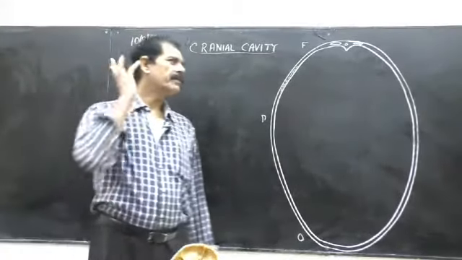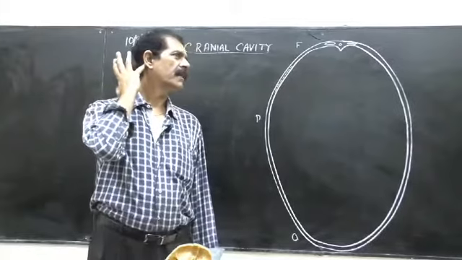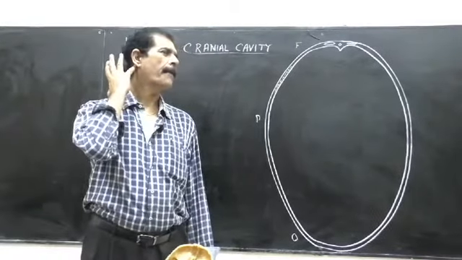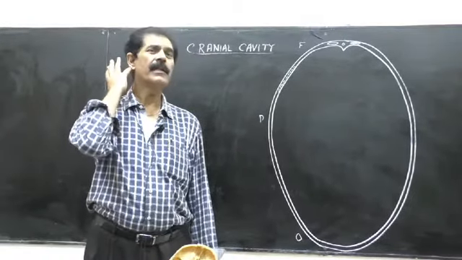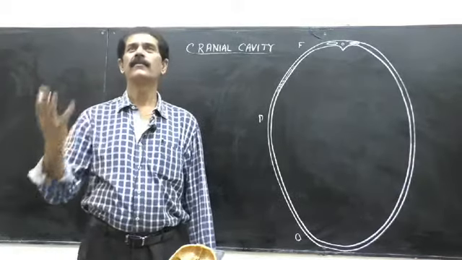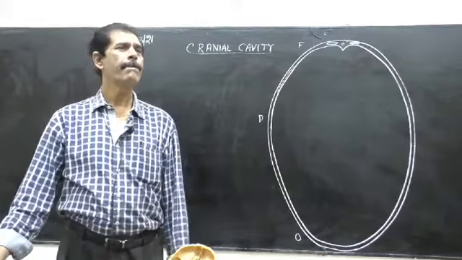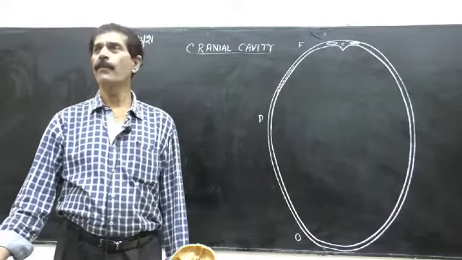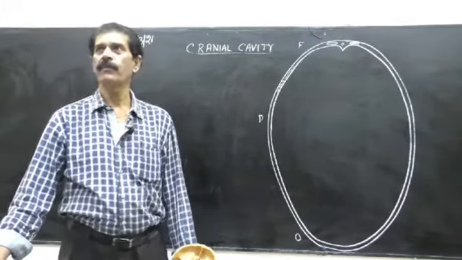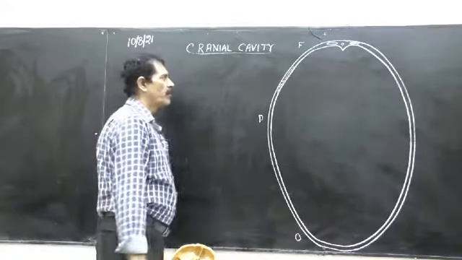Another pneumatic bone is behind your ear. When you touch here, what are you touching? Which process? Mastoid process. So again it is filled with air. It is also an example of a pneumatic bone. The frontal bone and mastoid process of the temporal bone are the examples of pneumatic bones.